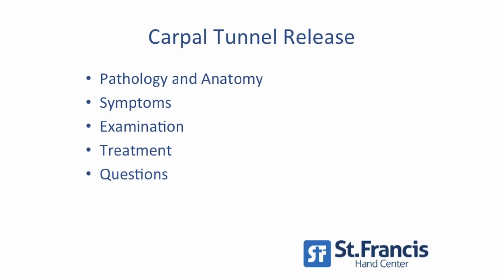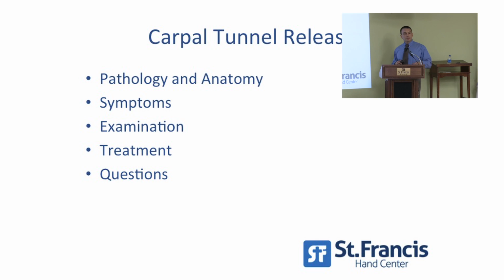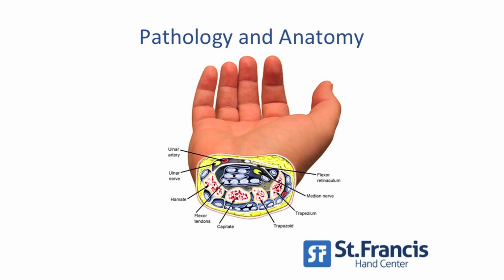Okay. So this morning, we're going to cover just some basic pathology and anatomy, the symptoms, examination that you would experience should you come in and see me, treatment options, and then we'll go over some questions that may not have been covered. Carpal tunnel consists of, right in our wrist, literally something that's formed like a tunnel. That's why it's called the carpal tunnel.